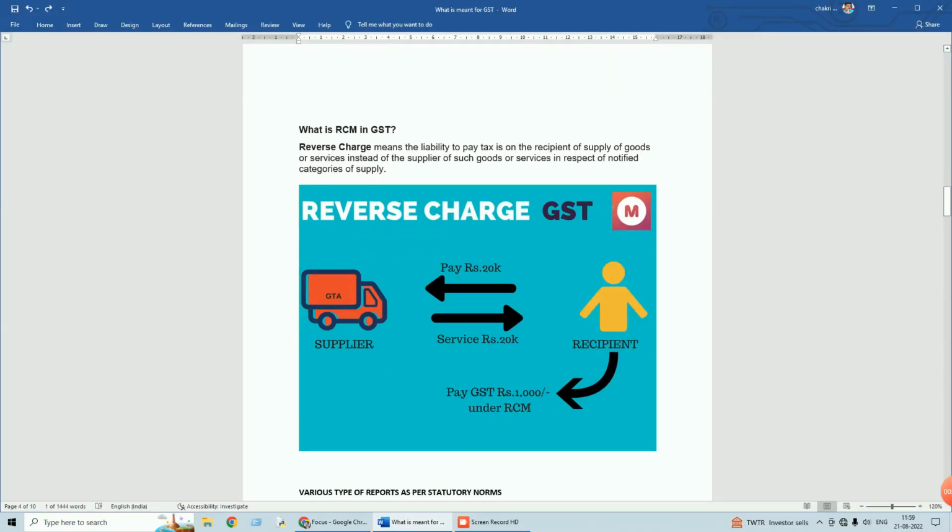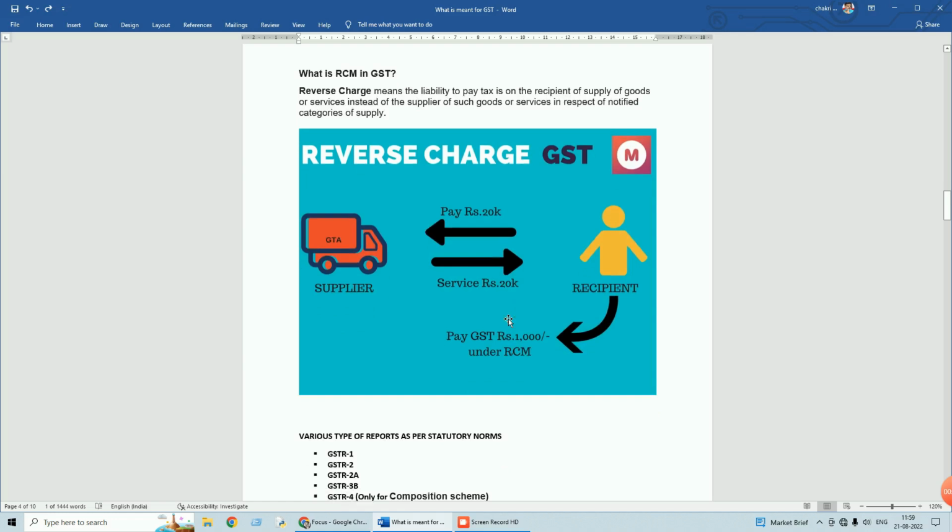So here I am showing a small example of how the reverse charge will apply. Here we are supplying the goods. Here we have a recipient. Here you see it's in and out. That means we are debiting and crediting the input tax credit and output tax credit. In the next session I will show you how this RCM posts the entries.